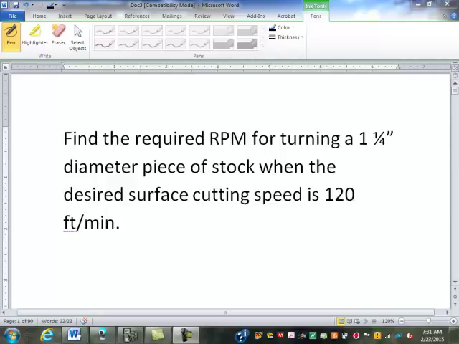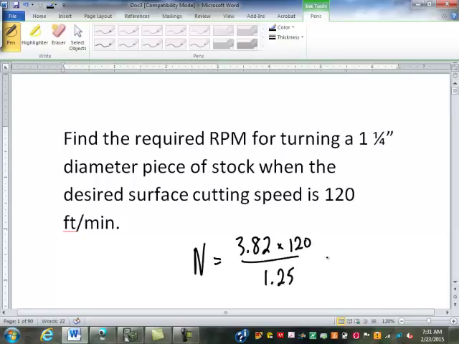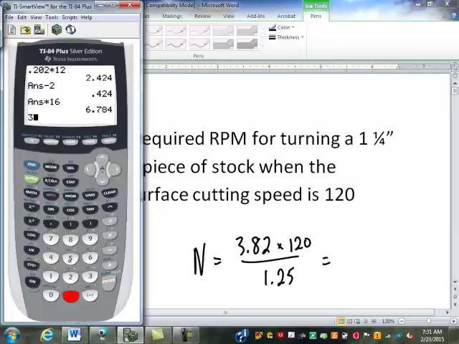Think, and then you want to divide that by 1. So 3.82 times 120 divided by the 1 1/4, or 1.25 if you want to convert to decimal. 367 rounded up.